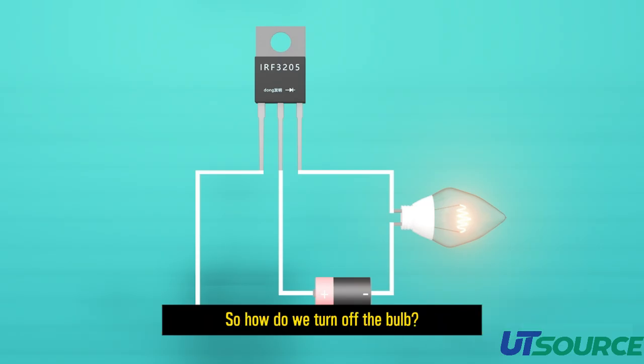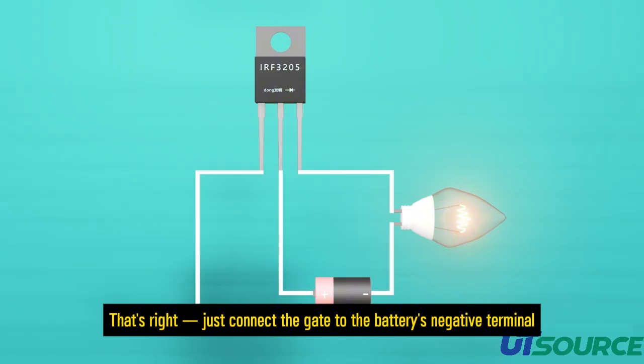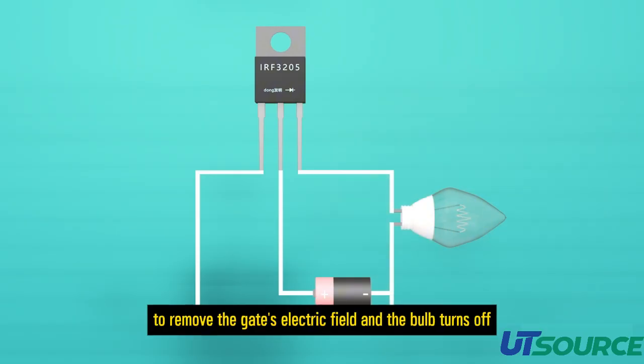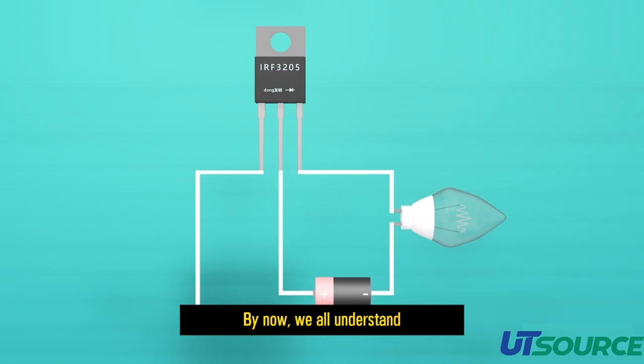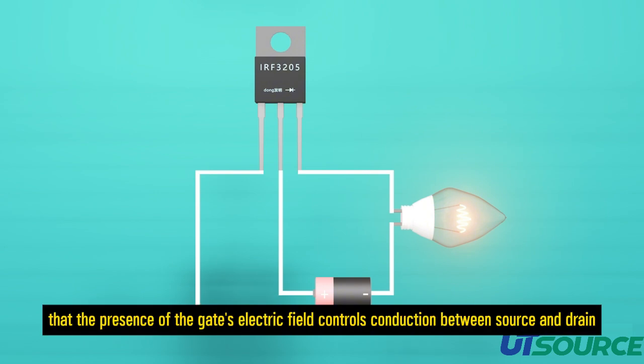So how do we turn off the bulb? That's right, just connect the gate to the battery's negative terminal to remove the gate's electric field, and the bulb turns off. By now, we all understand that the presence of the gate's electric field controls conduction between source and drain.